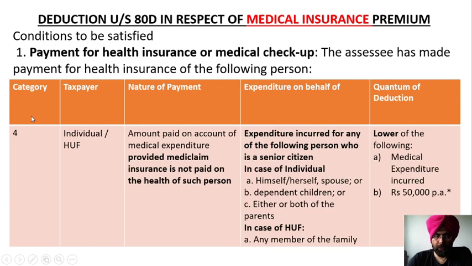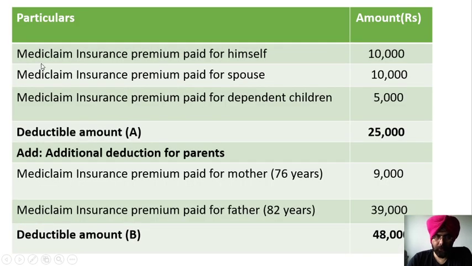The fourth case is about individual and Hindu undivided family, and this deduction is available if the mediclaim insurance premium is not paid and medical expenditure is incurred. Sometimes it happens that the person doesn't take any mediclaim insurance for the parents and medical expenditure is incurred. In this case, if the person is a senior citizen, or the individual's dependent children, or either of the parents, or in case of HUF any member of the family, then the medical expenditure incurred or 50,000 per annum, whichever is less, is allowed as a deduction. So here we will discuss them one by one.